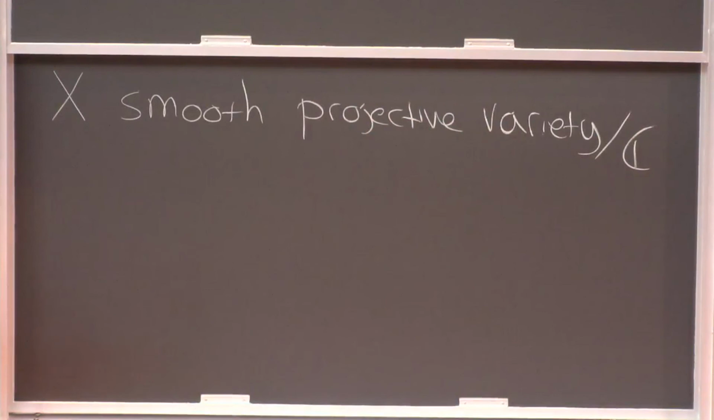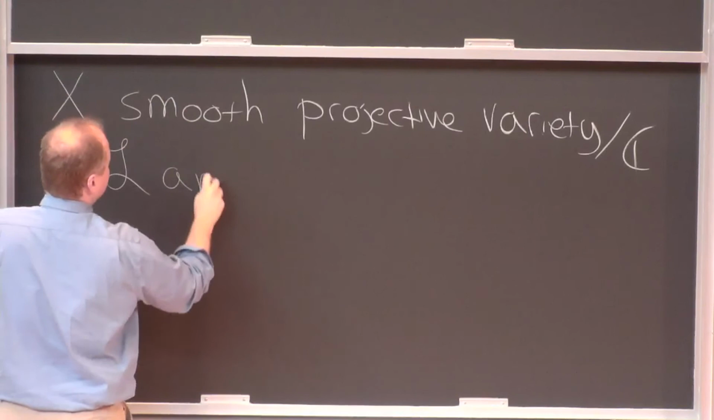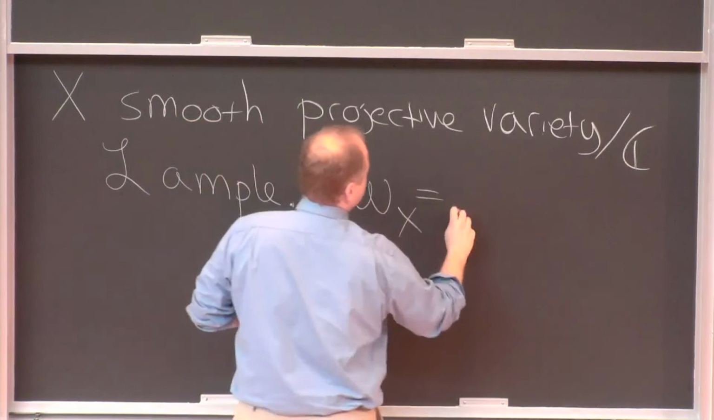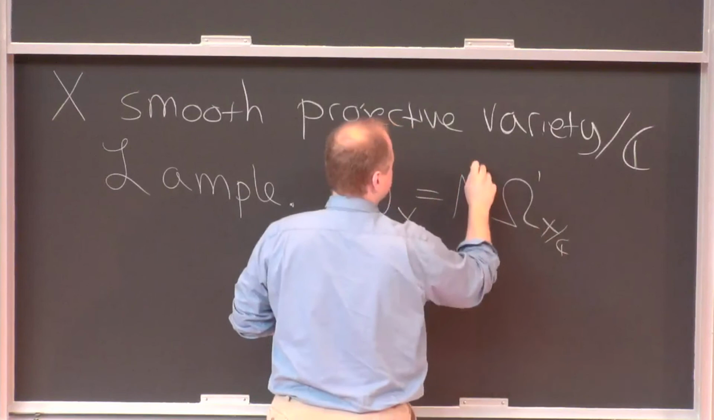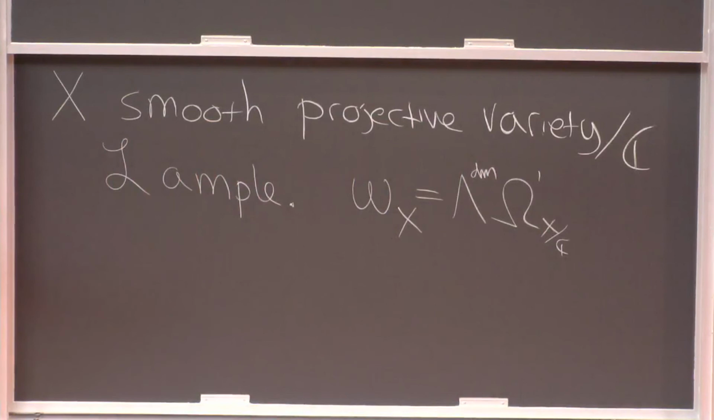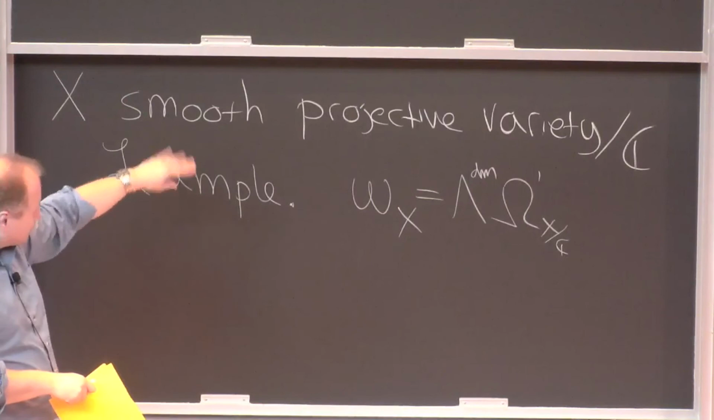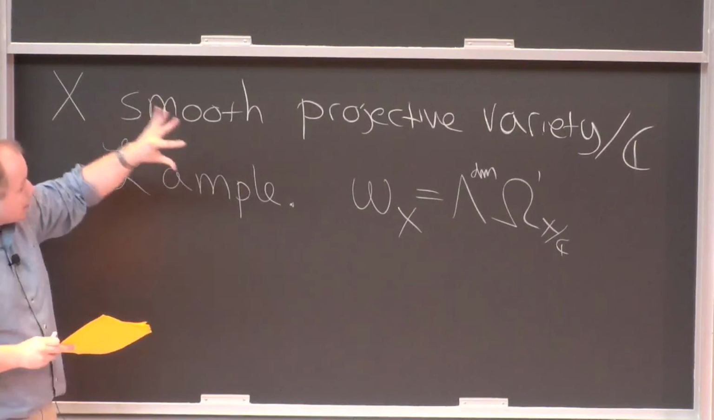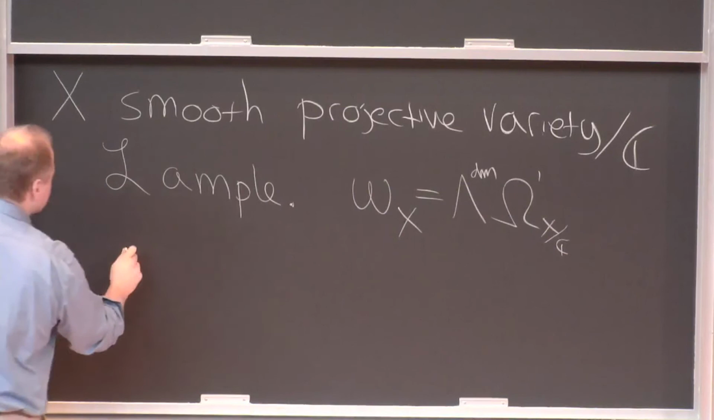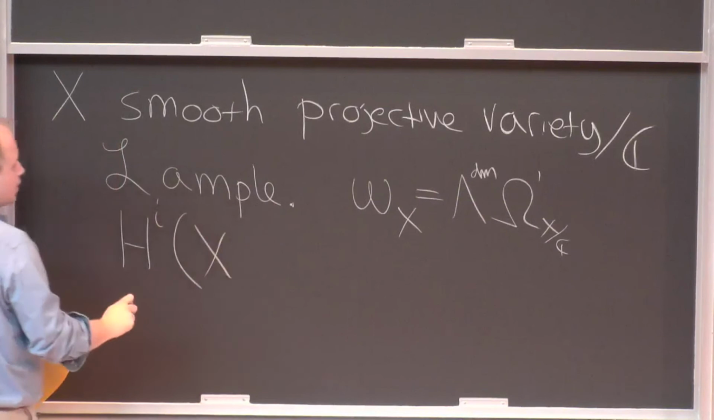Let's say L is ample. I'm going to use omega X to be the top differential forms of X, and in a little bit this is going to be the canonical module in the sense of Hartshorne for non-smooth things. Part of a dualizing complex maybe later, but for now we can just say this because we're on a smooth variety. And so what does Kodaira vanishing say?